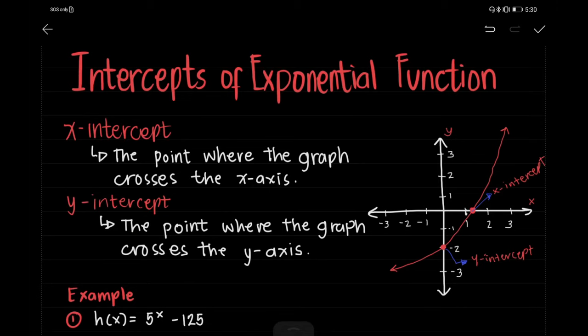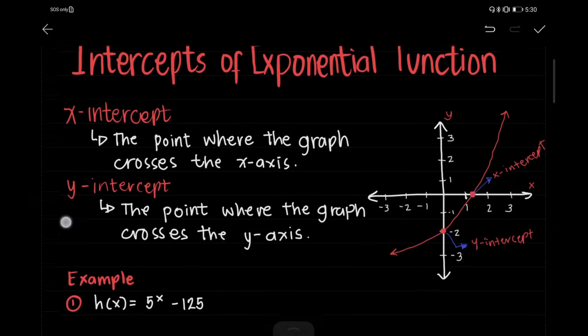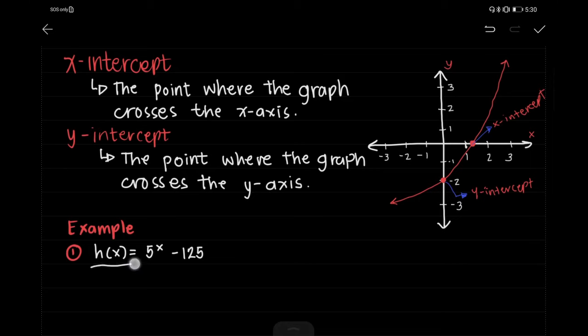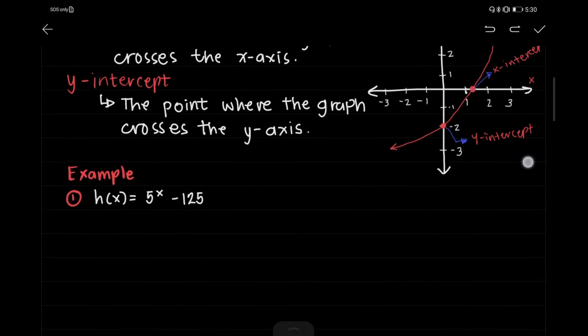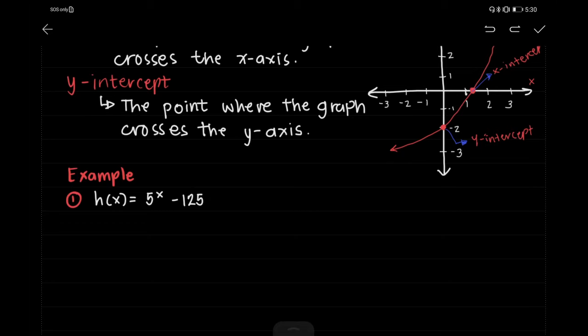Okay, so this time guys, given yung ating exponential function which is yung h of x is equal to 5 raised to x minus 125. So we have to find the value of our x-intercept and y-intercept. Okay? So eto guys, para mahanap natin yung ating x and y-intercept, we have to let the value of our h of x, papalitan natin siya ng y, which is equal to 5 raised to x minus 125. So that is the first step that you are going to do.